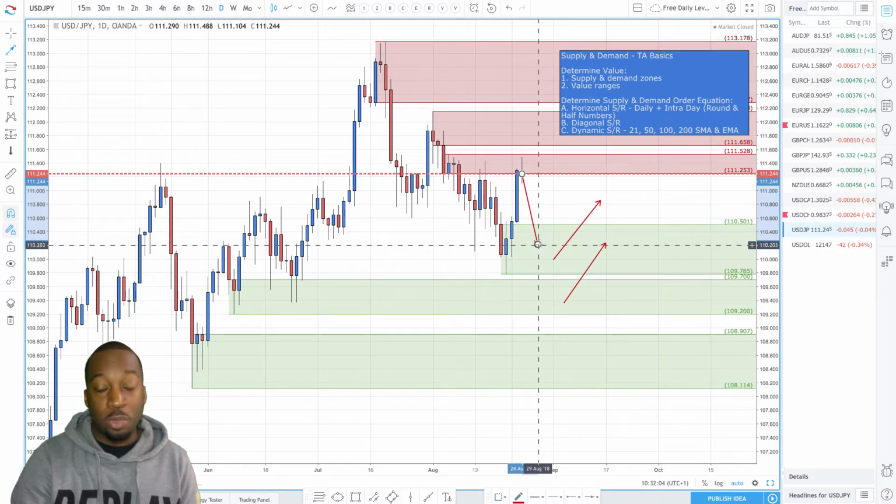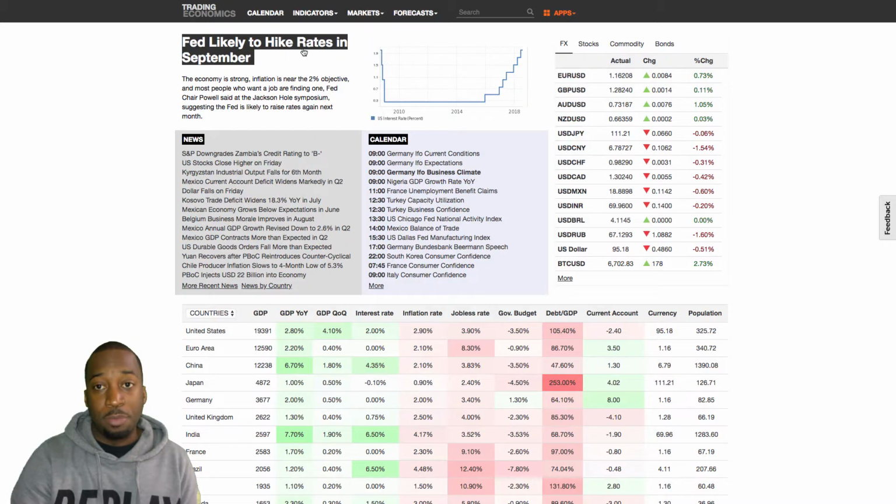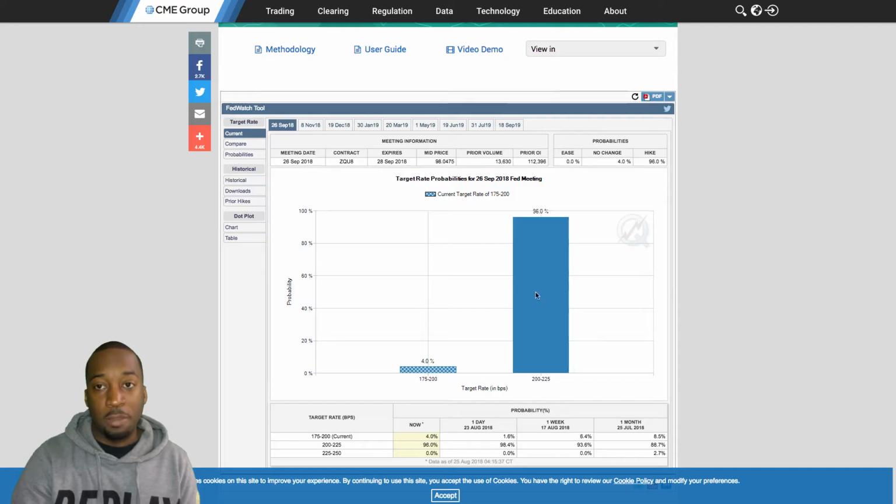But also this week or this month, if you go to trading economics, right, we have the Fed is likely to raise hikes in September, which is usually positive for a currency, right? So we should get some bullish fundamentals within the market. And also, this is what we call the CME Fed Watch tool, and this is basically the percentage of institutional traders that are looking at the probability of a potential Fed hike, right? So probabilities of a Fed hike is 96% at the moment.